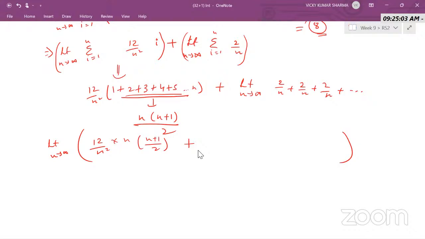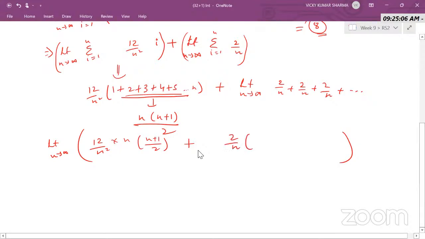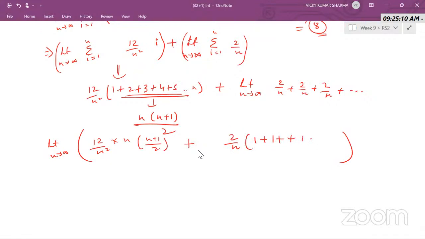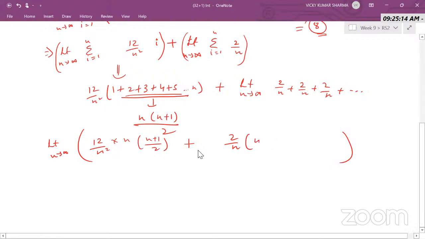Basically, I can take out 2 by n common from here, then I'll be left with what? 1 plus 1 plus 1 plus 1 plus 1, and that will be what? If let's say it goes up to 10, then if you add till there, it will be 10. So this will go up to what? n. So this is just n.